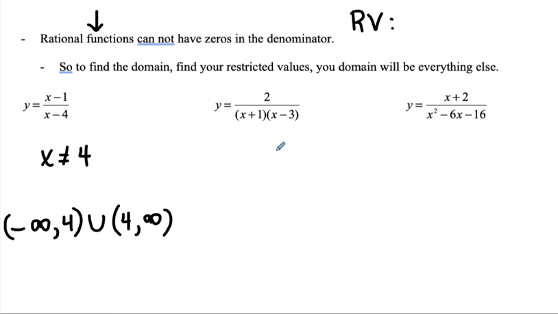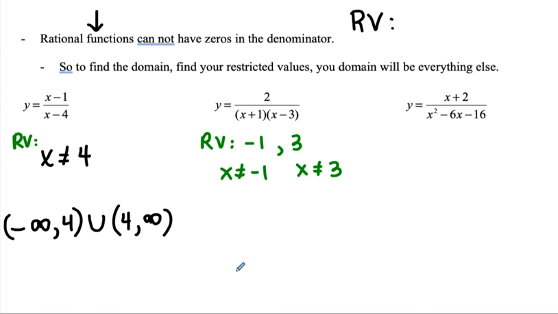All right, let's try the next one. My restricted values, I'm going to write those. My restricted values here would be -1 and 3, okay? X cannot be -1, X cannot be 3. Okay? Now remember, that's not the domain. The domain is everything else, okay? So let me show you what that's going to look like.